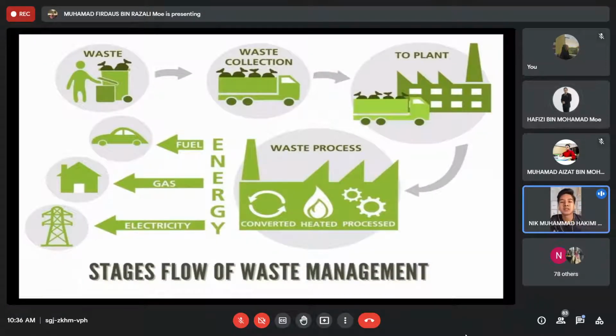Okay, so if you can see the diagram, this is the stages flow of waste management, which is first the waste will be collected and sent to the plant, and then the waste will be processed and converted into new product, which can be fuel energy, gas energy, or electricity. So to make it clear, I will explain to you at the next slide.